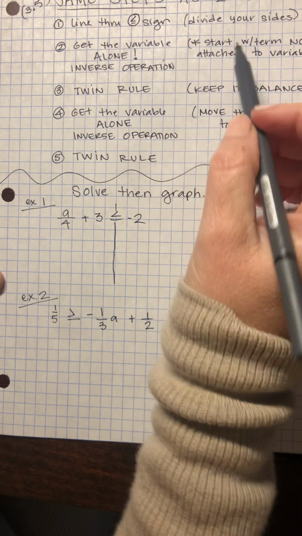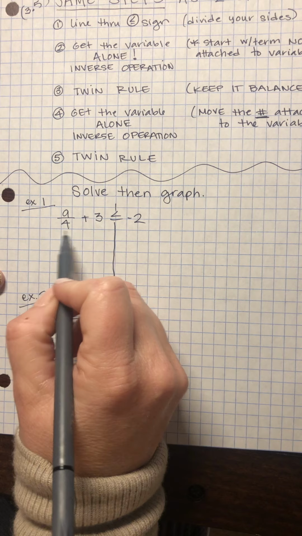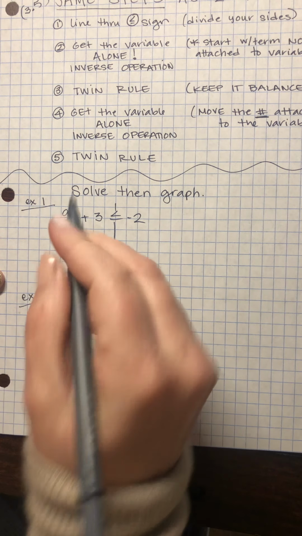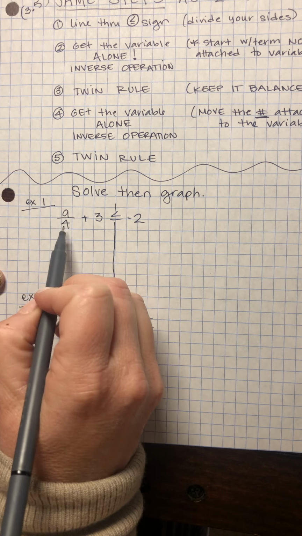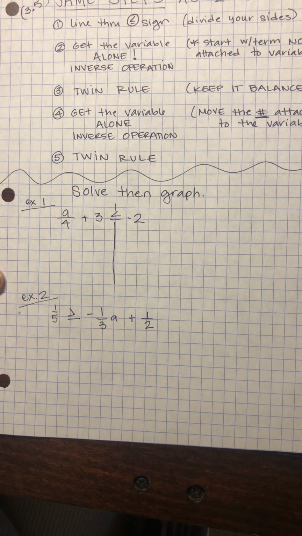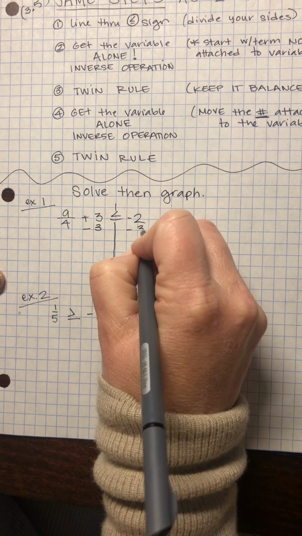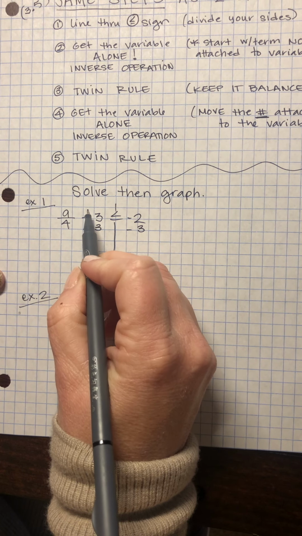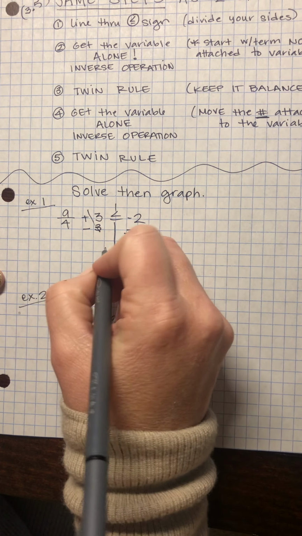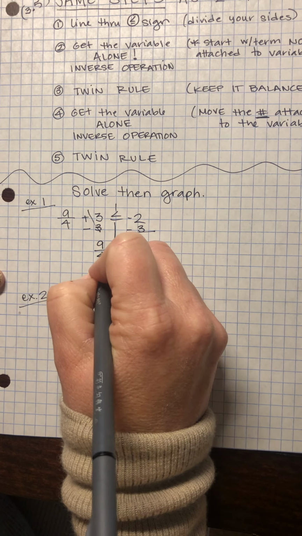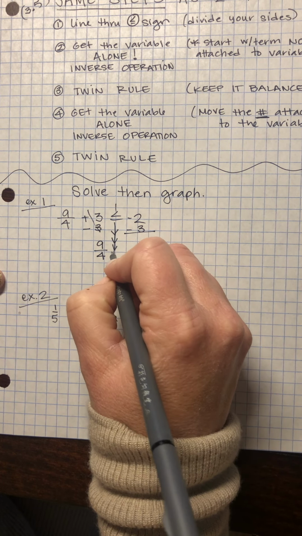Do the inverse operation. Start with the term not attached. Which one of these, the 3 or the 4, is not attached? It's the plus 3. The 4 is attached, it's in a fraction with a. So to do the opposite of plus 3, I'm going to subtract on both sides. I've done my step 2 and my step 3 is twin rule. Now I have a over 4. The sign stays the same. I'm just going to bring it down.